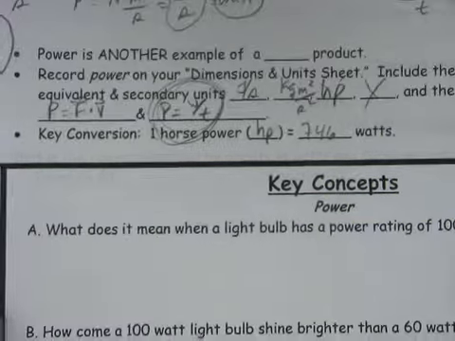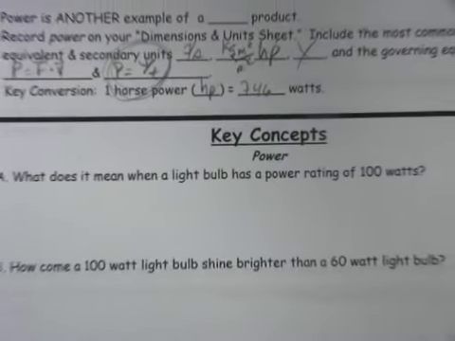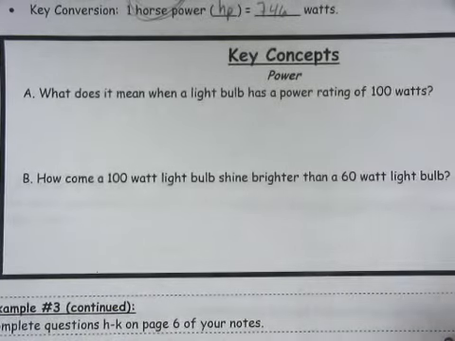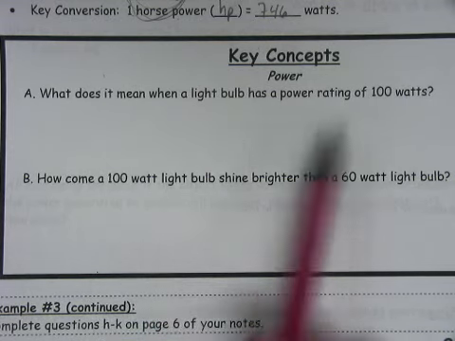Okay, the next part, key concepts. So you've heard of power before, and you've probably heard of it with light bulbs. So the next question would be, well, what does it mean that a light bulb is rated at 100 watts? What does that mean? So what does it mean when a light bulb has a rating of 100 watts?